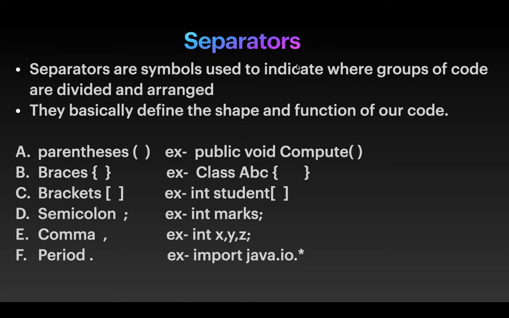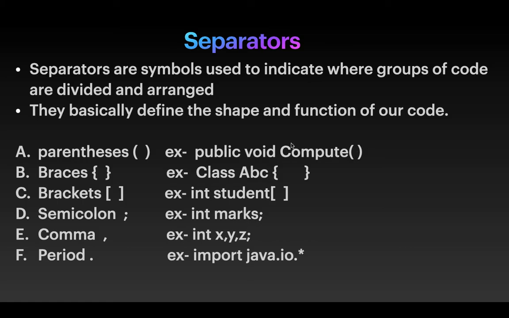Next, that is separators. Separators are the symbols used to indicate where groups of code are divided and arranged. They basically define the shape and the function of our code. Let's say parentheses. We use parentheses, for example in this method called compute, which is public void compute. These are access modifiers, and this is a keyword that we will discuss in a later video.